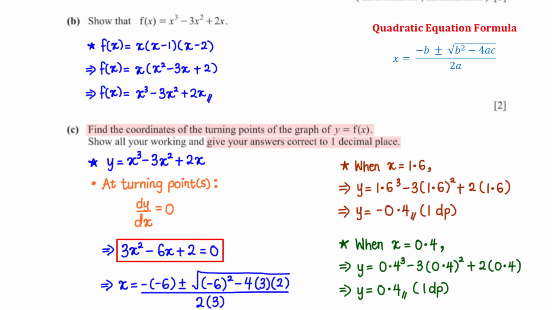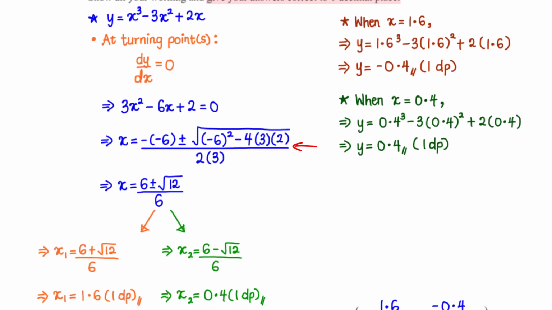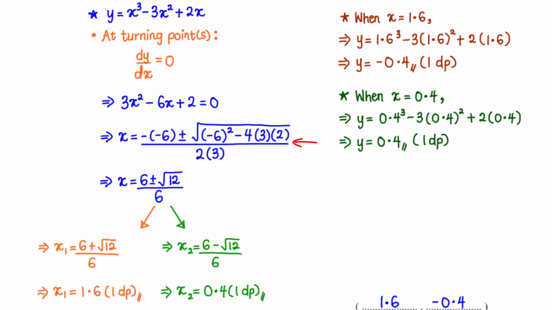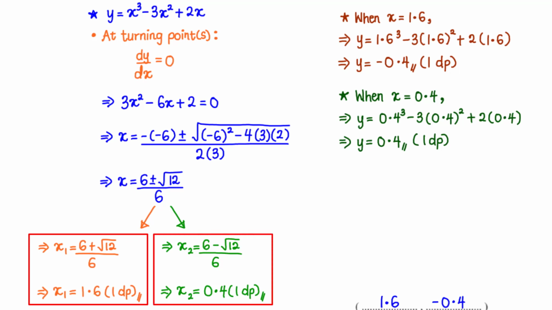When we apply the quadratic formula to this quadratic equation, this is what we have. The number under the square root, minus 6 all squared minus 4 times 3 times 2, is 12. And for the denominator, 2 times 3 is 6. And so for the first possible value of x, we get 1.6 rounded to one decimal place. And for the second possible value of x, we get 0.4 rounded to one decimal place.